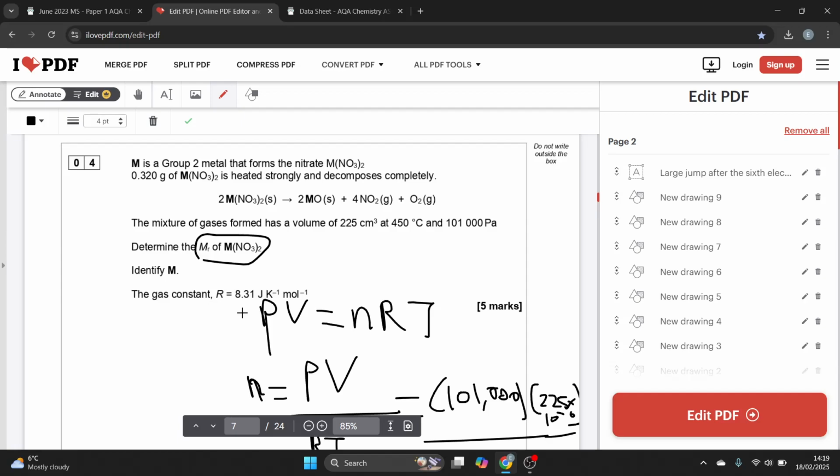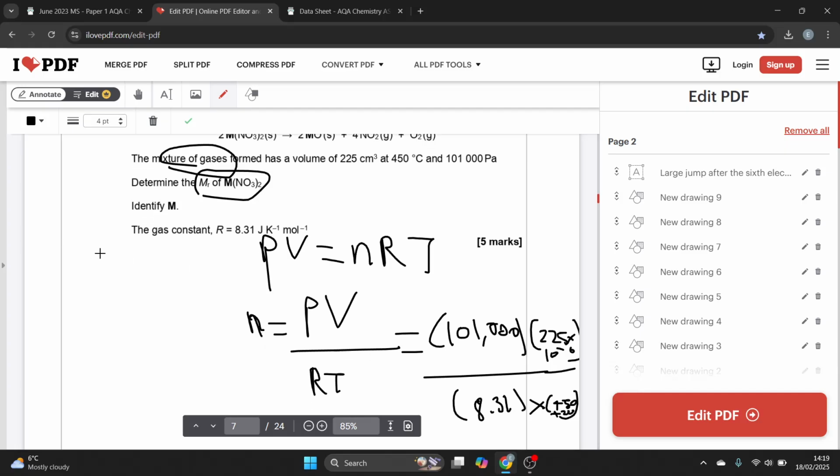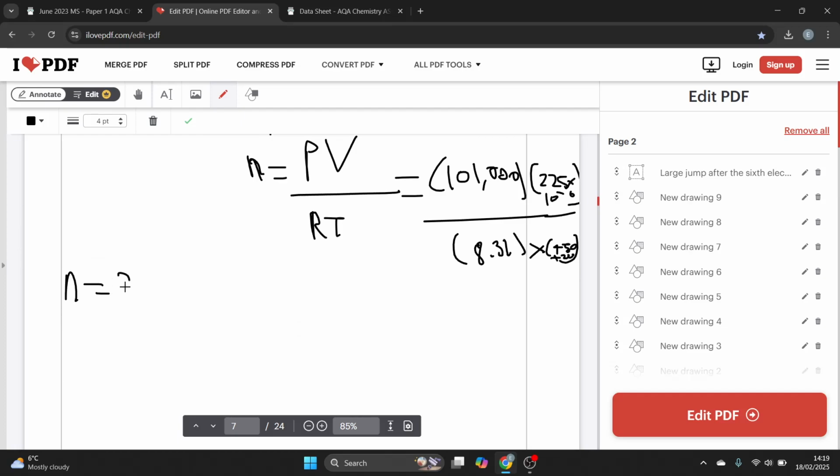Now what would that give me? The number of moles of gas, the mixture of gases formed, right? Determine the MR of M. So if I put that in a calculator, 101,000 times 225 times 10 to the power minus 6, divided by 8.31 times 450 plus 273, and I get the moles as 3.7823748882 times 10 to the power minus 3.